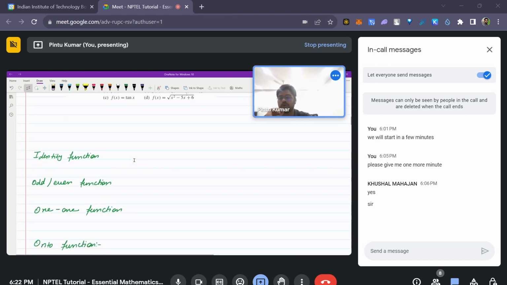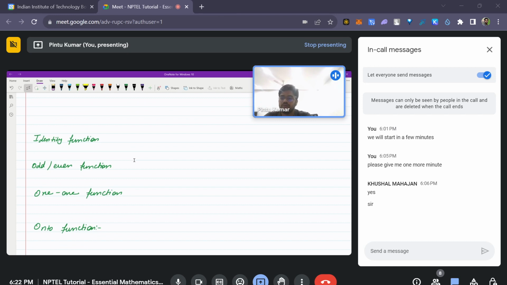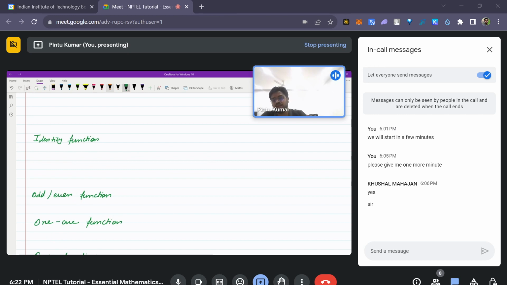Okay. So now I would talk about some special kinds of functions. Like in many lectures we talked about identity of a vector space and those kinds of things. Now if you look at functions, what is an identity function? An identity function is nothing but a function which returns itself. So if your f of x is equal to x, this particular function is called the identity function.